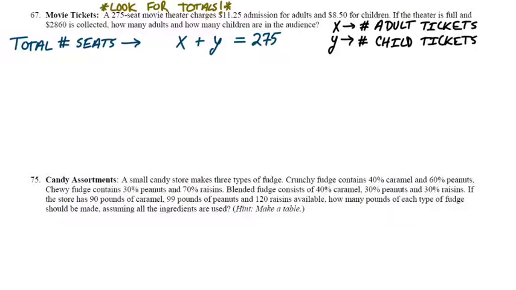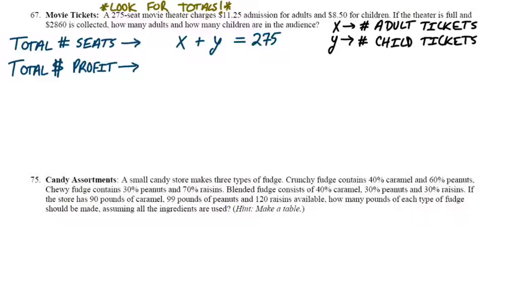We're going to need one more. Since we've got two variables here, we're going to need two equations to be able to solve this. Well, the other total we could look for is the total profit, right? It says that night when the movie theater was sold out, they collected $2,860 in profit. So why don't we write an equation for the total profit? So how much money they pulled in.